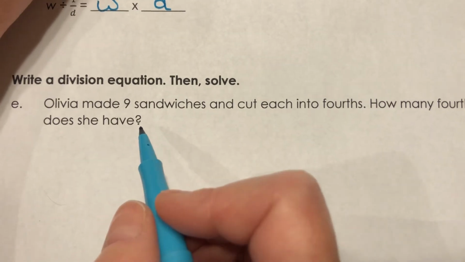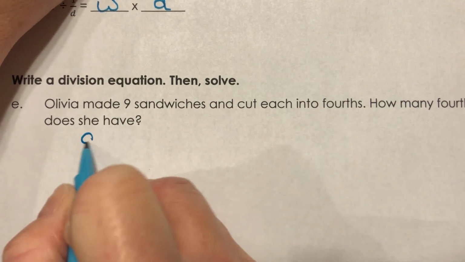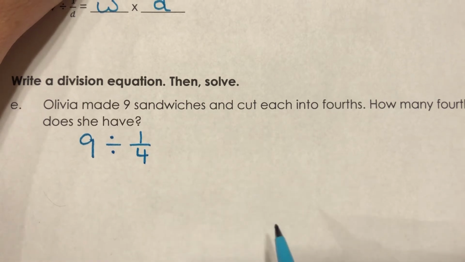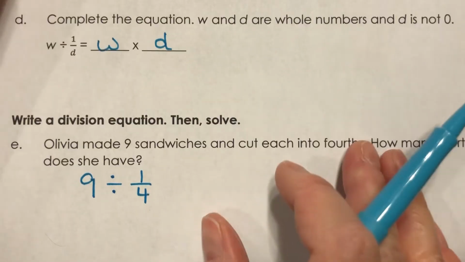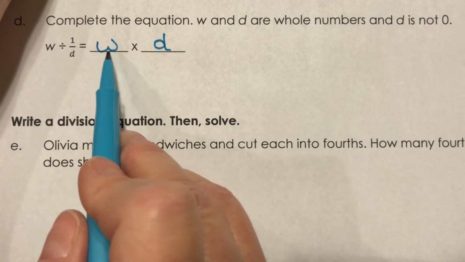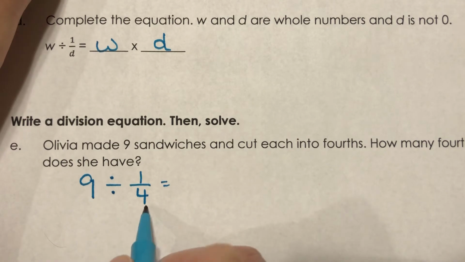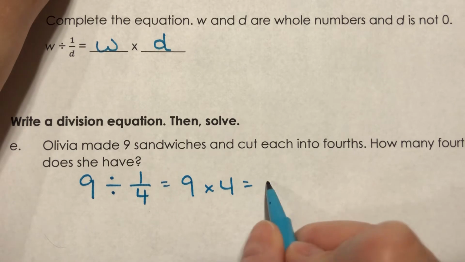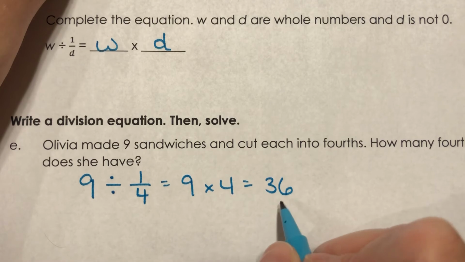So for letter E, when it says Olivia made 9 sandwiches and cut each into fourths, how many fourths does she have? Well, we know that if we're cutting this up and dividing it up, it's division, right? So she starts with her 9 sandwiches, and then she divides each sandwich up into fourths. Wants to know how many fourths she has. To do 9 divided by 1/4, I can look at this W divided by 1 over D, and we know that I can get the same result by taking W times D, or in this case, 9 times 4. So the answer to 9 divided by 1/4 is 36. She'd have 36 fourths.